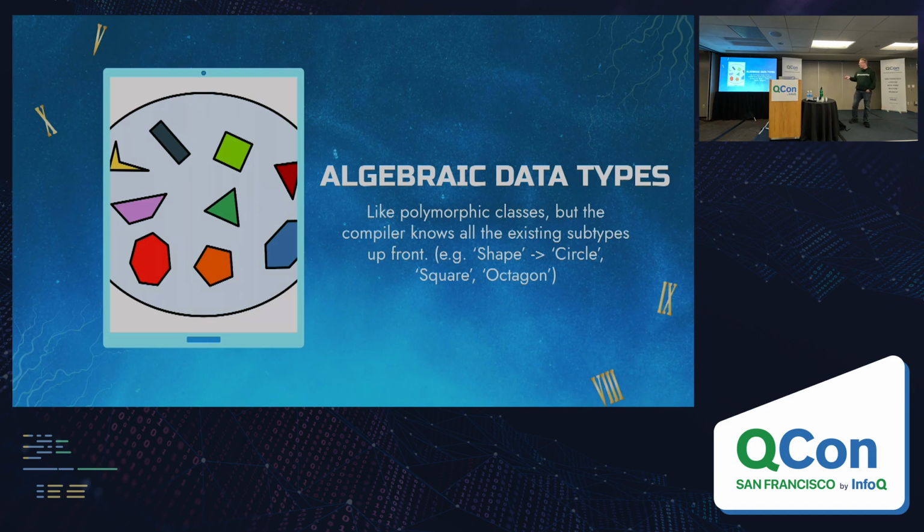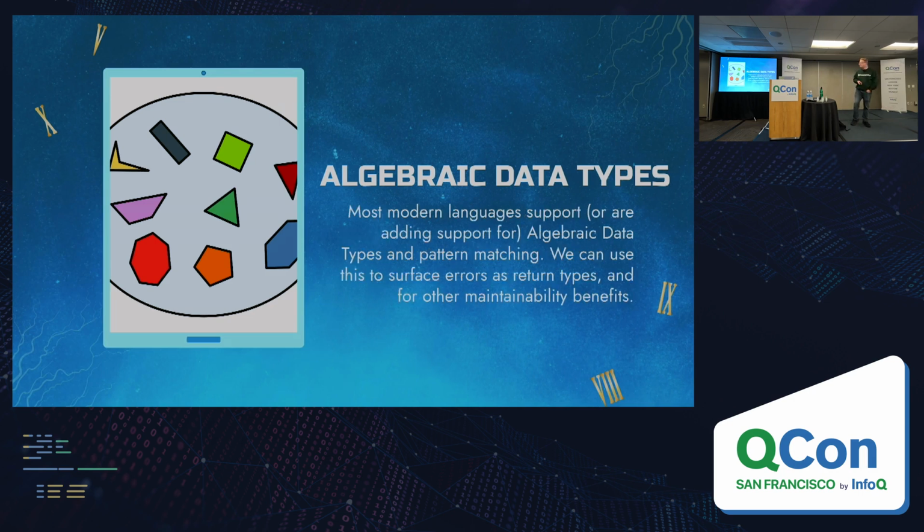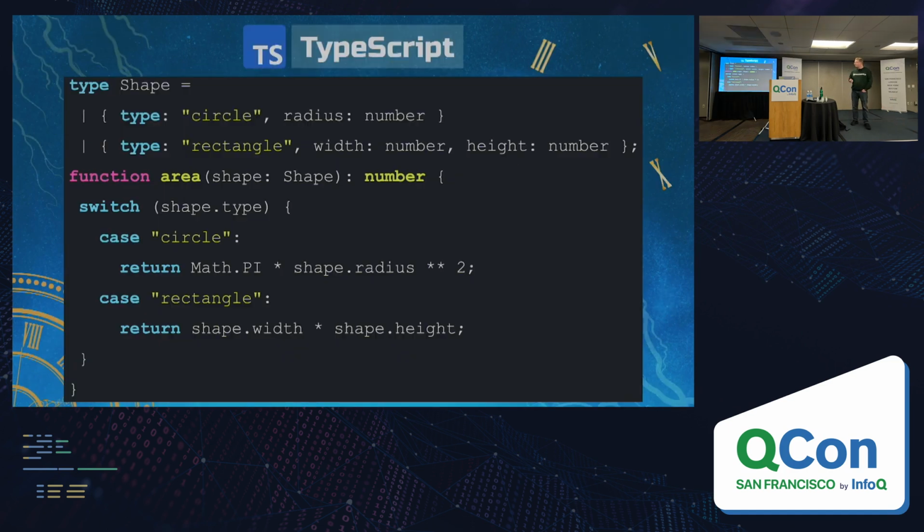So what is an algebraic data type? It's basically like a polymorphic class. You can imagine if you had a parent class called shape, and then you had child classes called circle, square, octagon. It's basically just that, except the compiler knows upfront all of the existing subtypes that can exist, rather than it being open-ended. Most modern languages have some way of expressing these now, and then they have these pattern matching statements that you can use to branch on which of the types you end up getting.